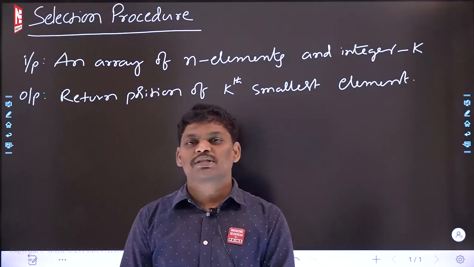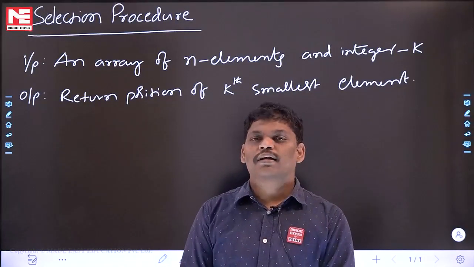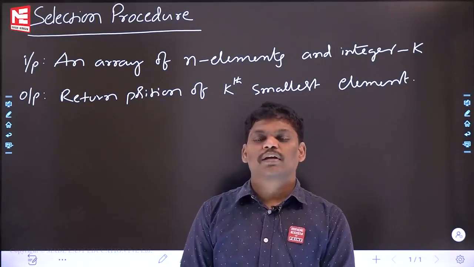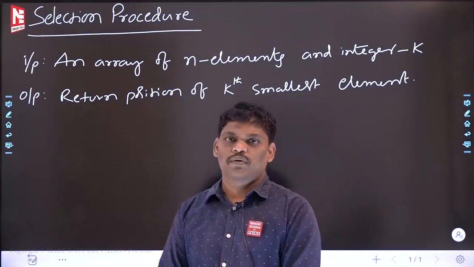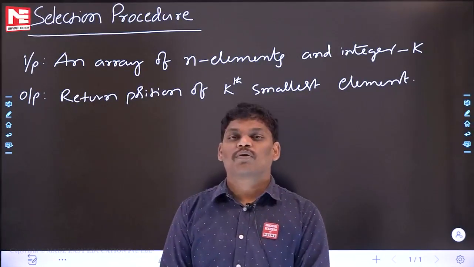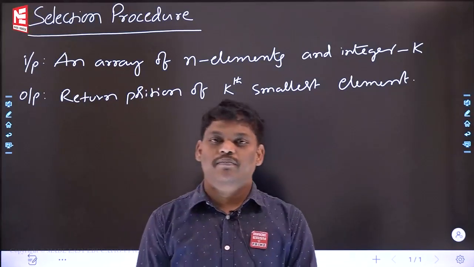How to find the kth smallest element? Assume the array name is a, return a of k. If the array is sorted, to find the kth smallest element, return a of k. Please be careful. What will be the time complexity if the array is sorted? The answer is constant time.